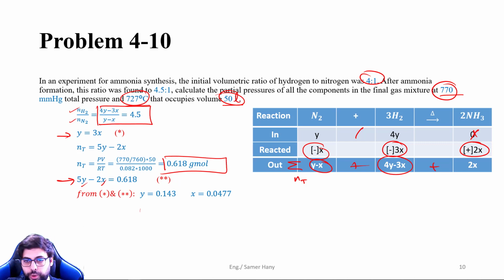So this is easy, of course. We can just get the molar fraction for each of the components, nitrogen, hydrogen, and ammonia, and multiply by the total pressure in the final gas mixture. Okay, so that's the pressure of nitrogen, pressure of hydrogen, and partial pressure of ammonia.